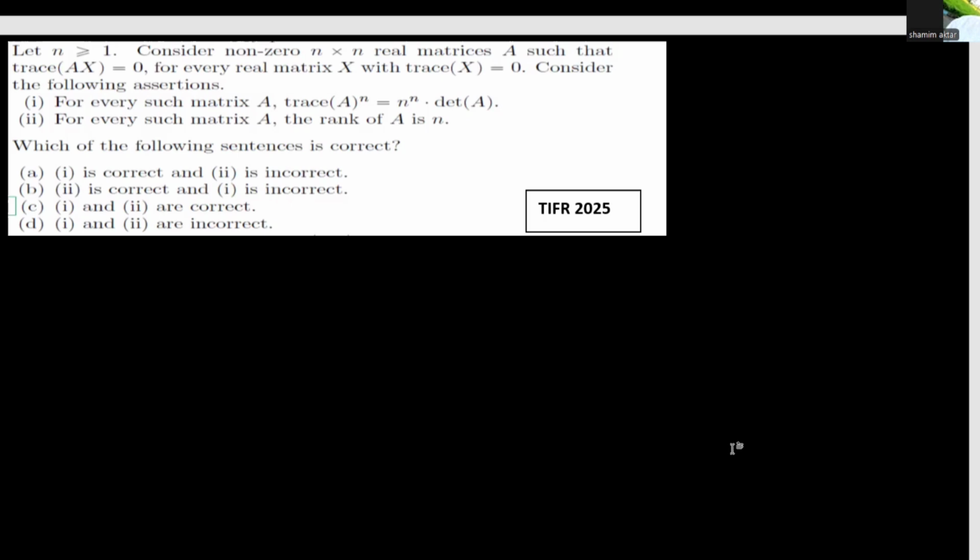Statement number 1 says that for every such matrix A, trace of A to the power n is equal to n to the power n into determinant of A, and statement number 2 says that for every such matrix A, the rank of A is 2. I will solve this problem for n equal to 2.